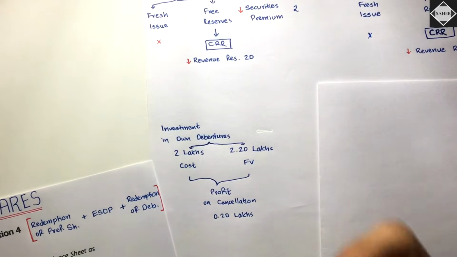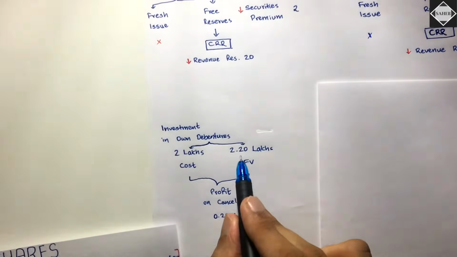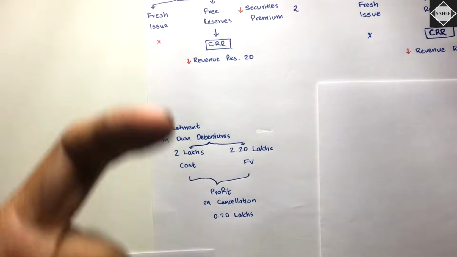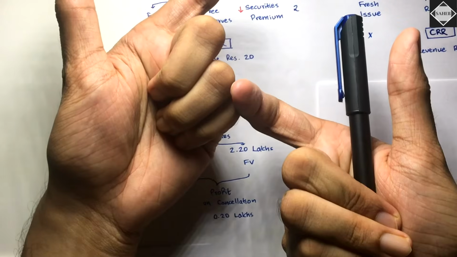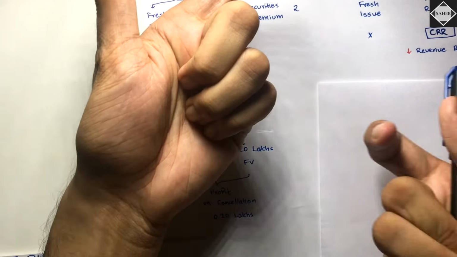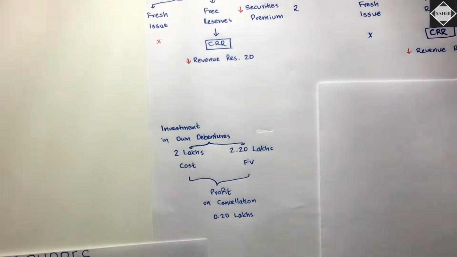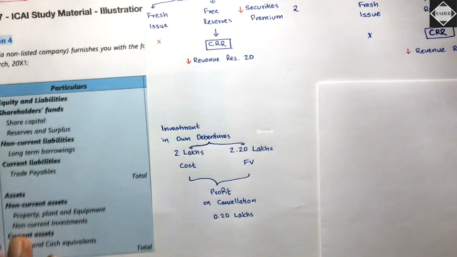By 2 lakh, and you will debit the 10% debentures. You will debit the 10% debentures by how much? By 2.20 lakhs. Okay, 2.20 lakhs debit and 2 lakhs credit, and then the balancing figure of 0.20 lakhs or 20,000 will be profit on cancellation. Exactly, we'll see the general entry, don't worry. Fine. So that's regarding the investment in own debentures.